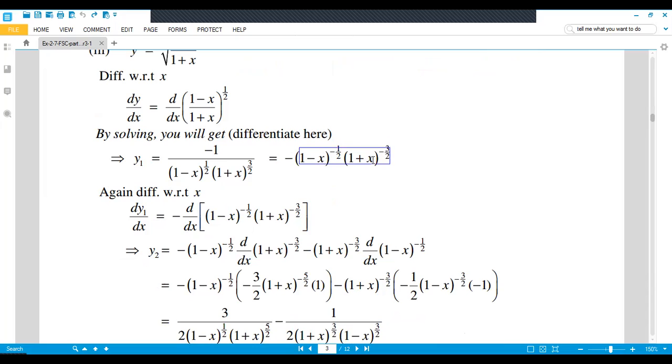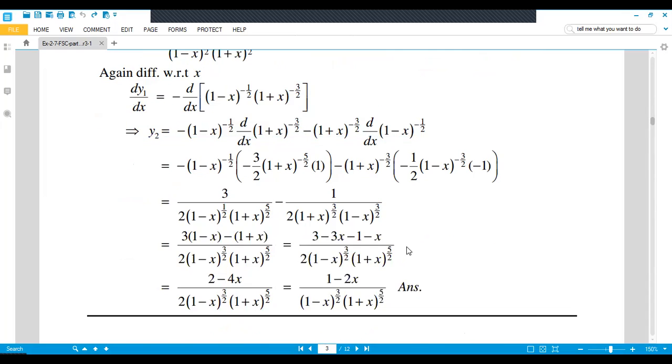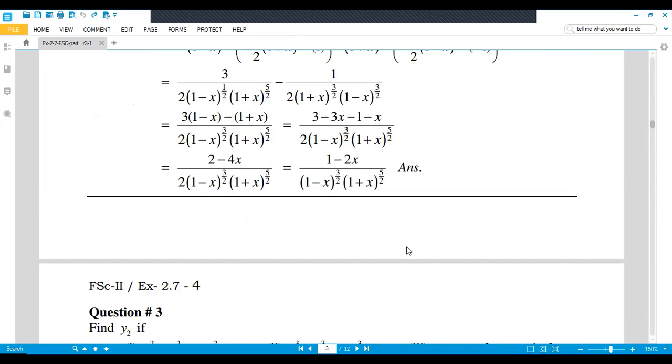They are given in form of product. So the first term derivative, second term as it is, plus first term as it is, then the derivative of second term. When you simplify, you will get your answer.